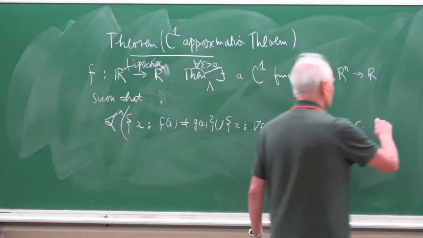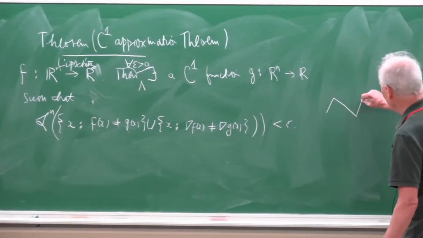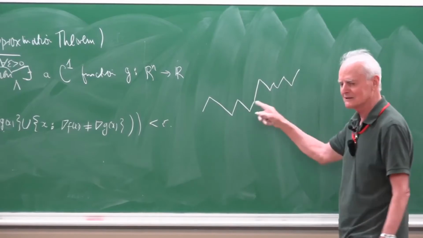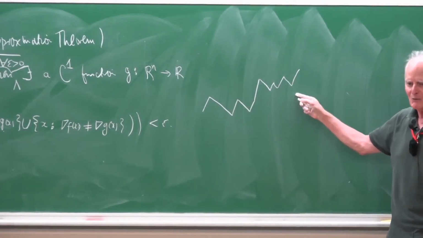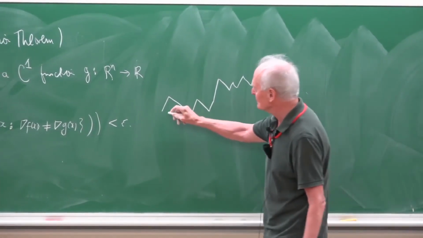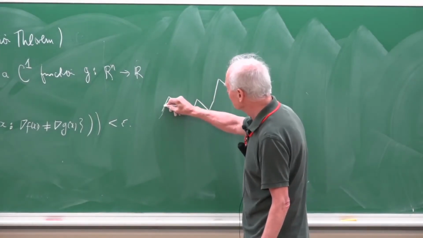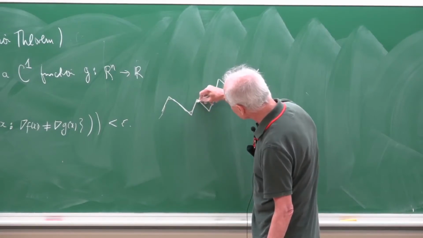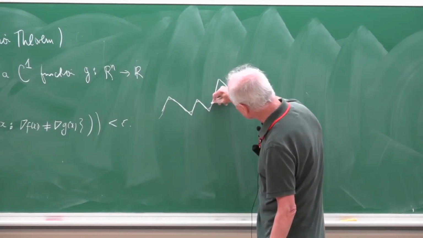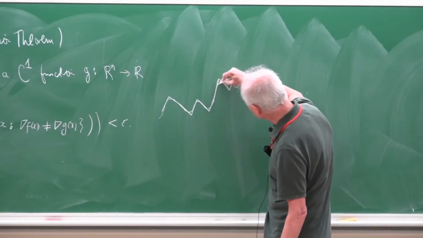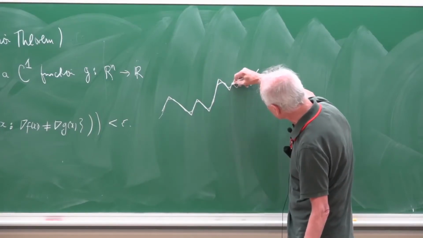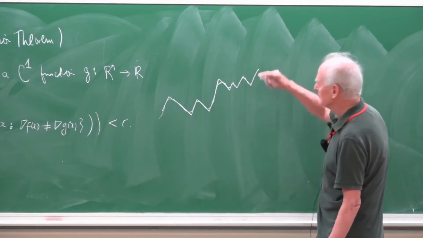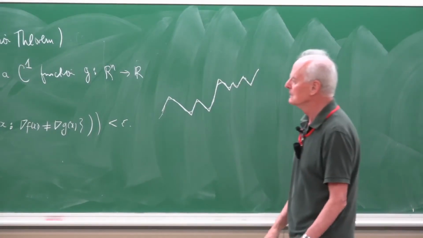So here's the picture. Here's your Lipschitz function. Remember, this is just a schematic picture. It could be really much worse than that, right? It could be a lot worse than that. Then you're saying that you can find a smooth function which somehow sticks to this with no error. It literally sticks to it with the same value, not just close, but actually the same value, except for a set of small measure. So it's a pretty amazing theorem.